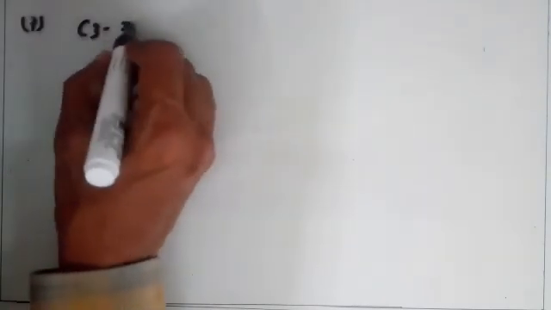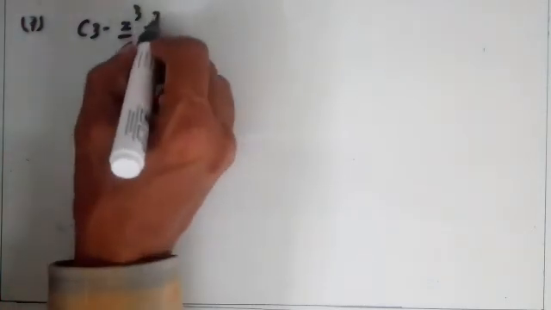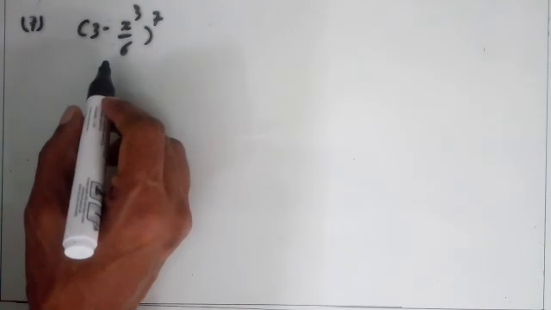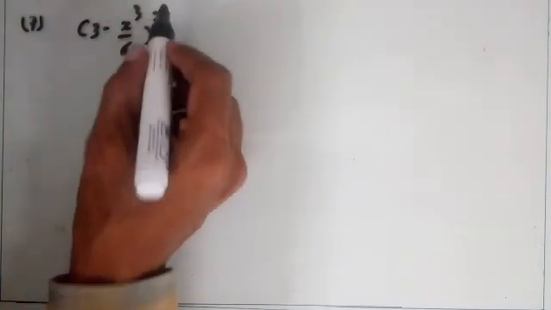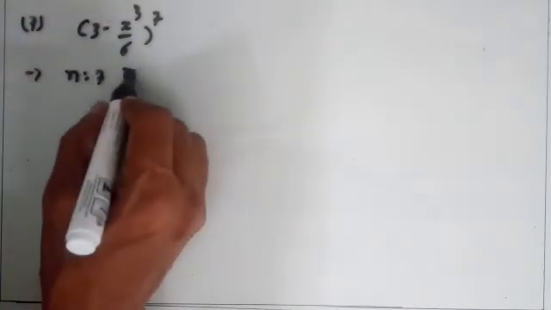Now next question, find the middle terms in the expansion of (3 minus x cubed upon 6) raised to 7. Find the middle terms. Here n is equal to 7. n is equal to 7 is odd.